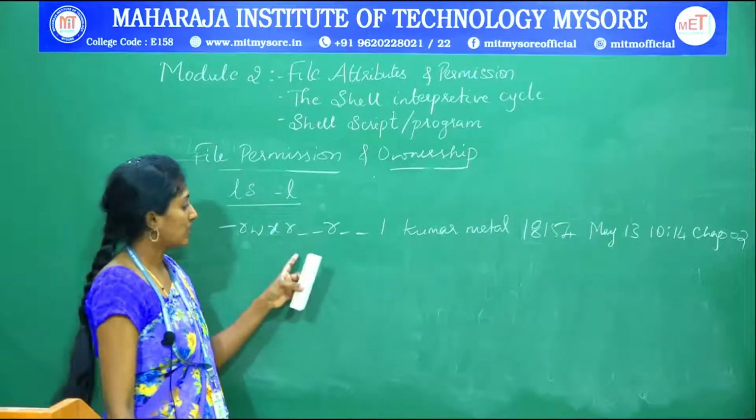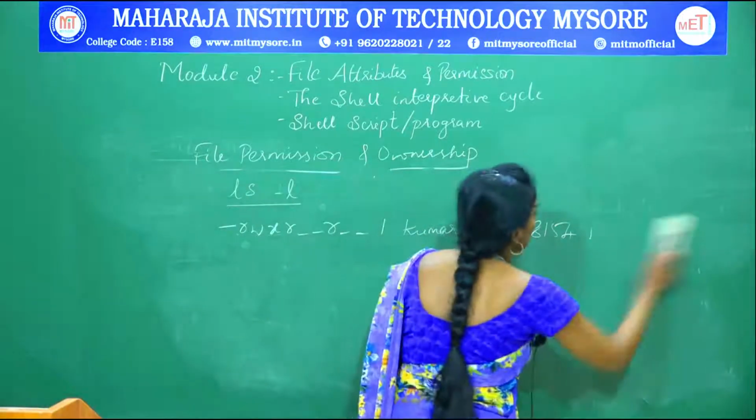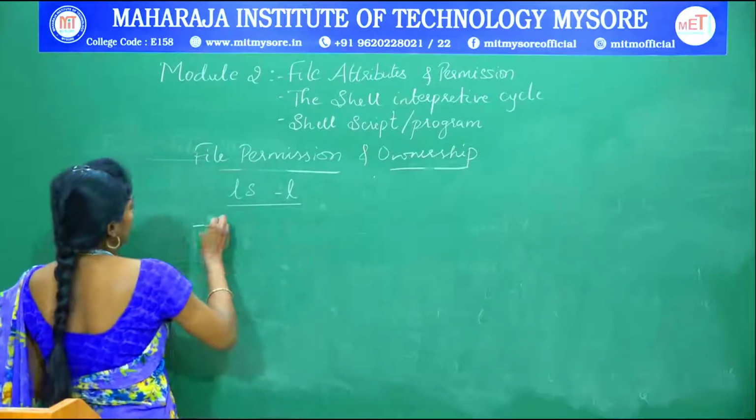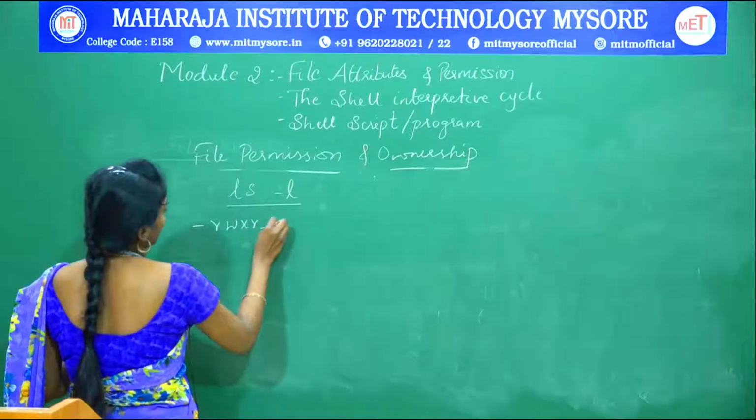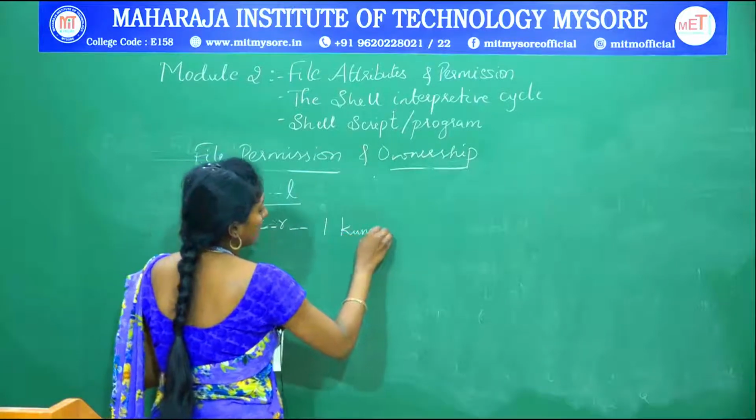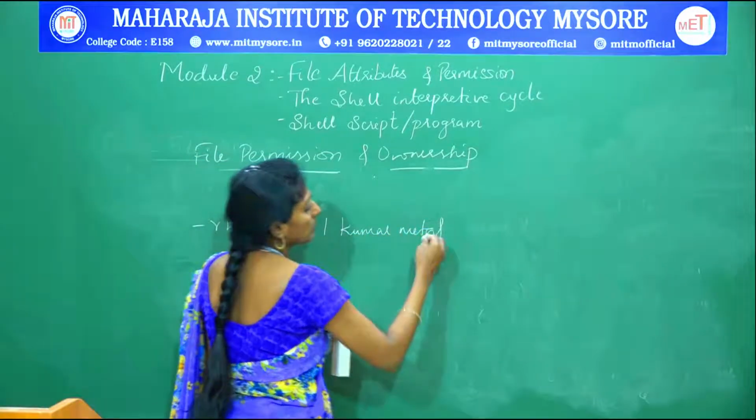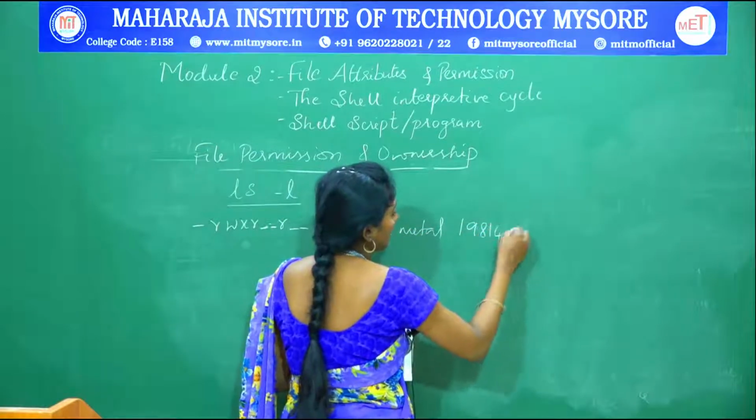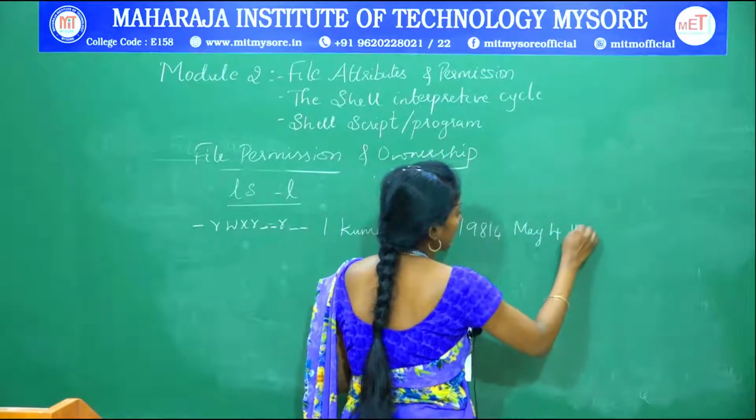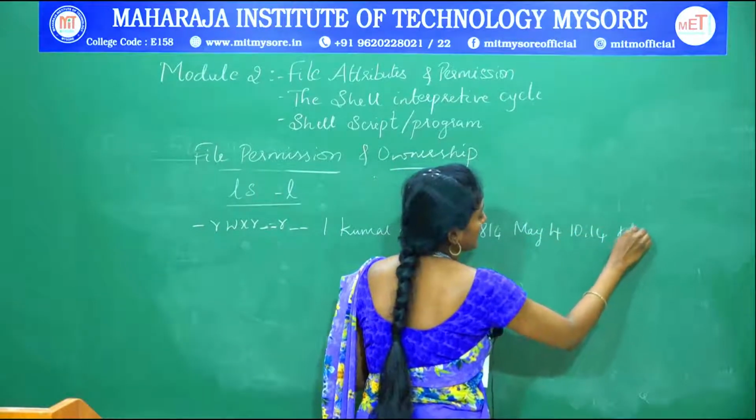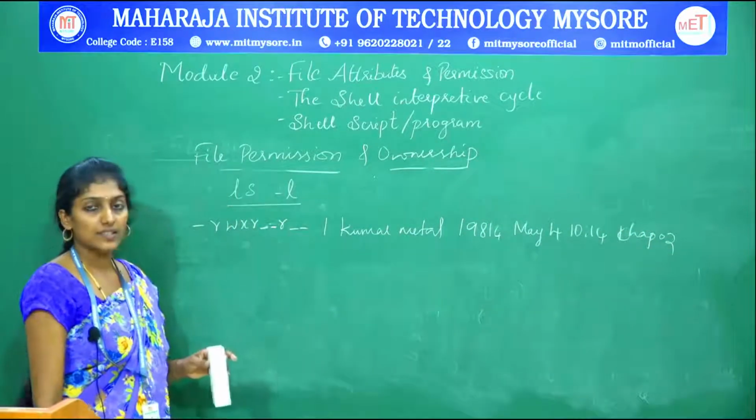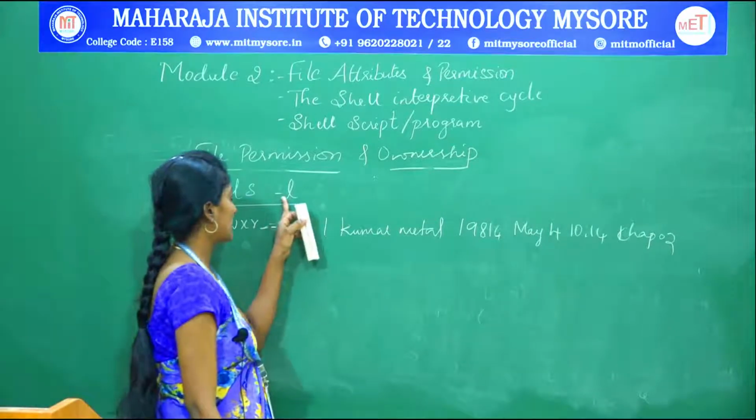Let me make it more visible. Hyphen rwx, r, r. Kumar metal group, the size of that file, then created on this date, with the file name chapter02. Okay, so this is the long listing output that will be displayed if you execute ls -l.